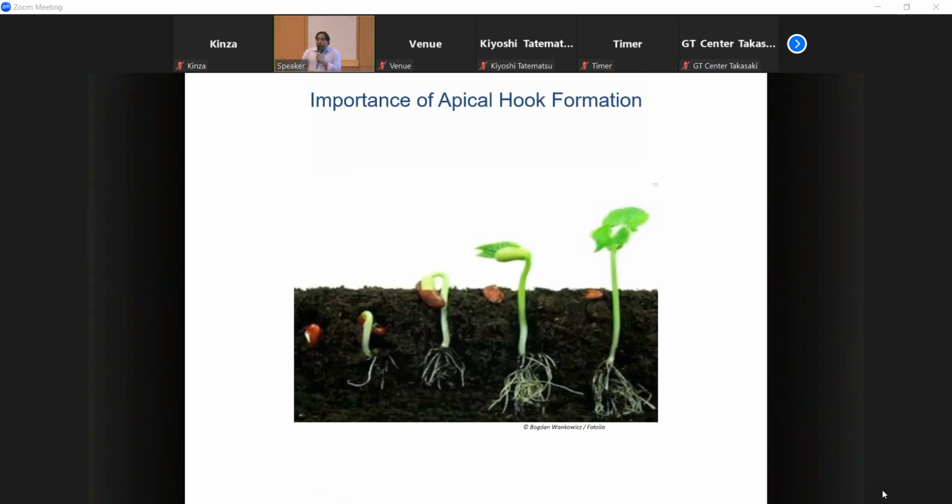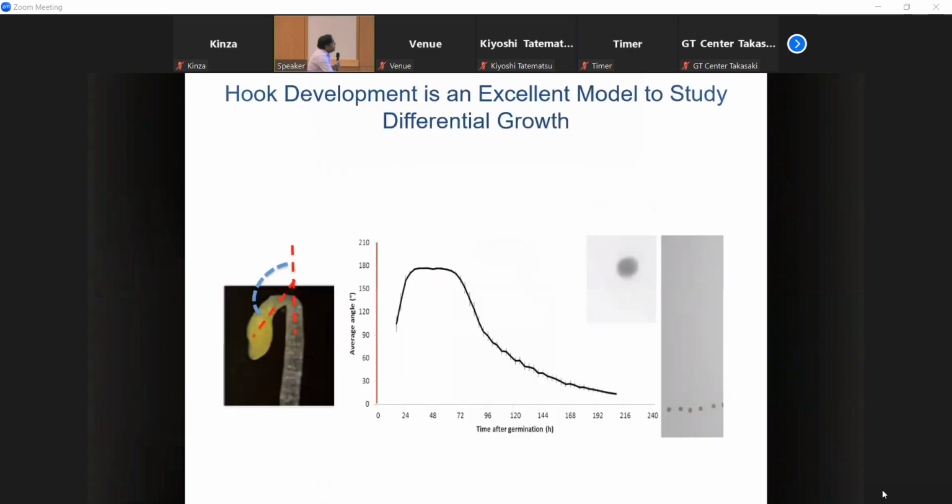So what is the importance of this apical hook formation? The apical hook is formed when seeds germinate and the young seedling emerges from the soil, and this protects the shoot apical meristem from being damaged. The hook is formed in the first 24 hours, then it is maintained for another 72 hours, and then it slowly starts opening. I will show you a movie if it works. I think it will not work here, but the angle shown here in blue is what we measured, and when the hook is completely closed, this angle is 180 degrees.